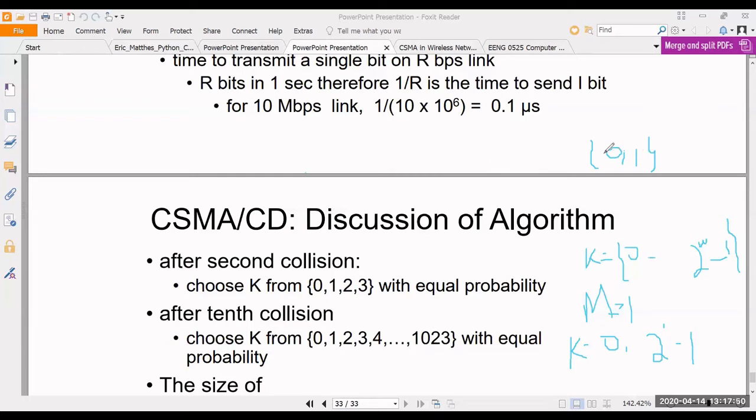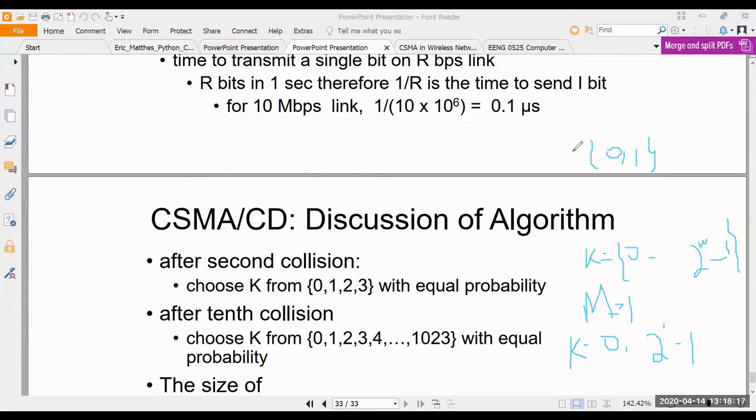So for a first collision, because K can be 0, we can say that after the first collision the system can actually do immediate retransmission again. Do you get it? Because when it picks K to be 0, it makes the exponential back-off time 0.